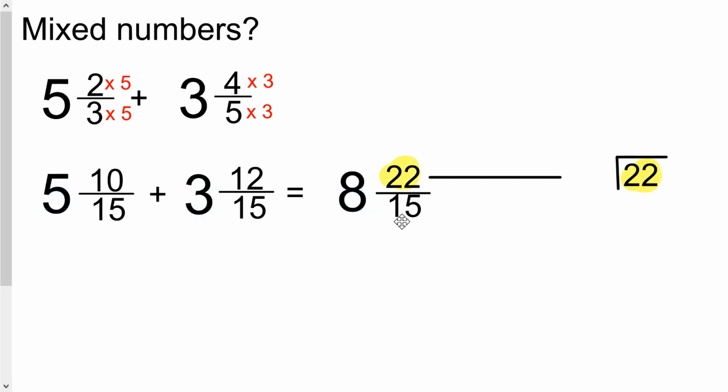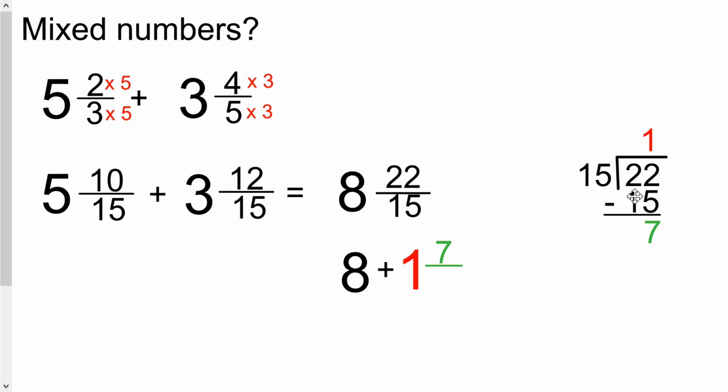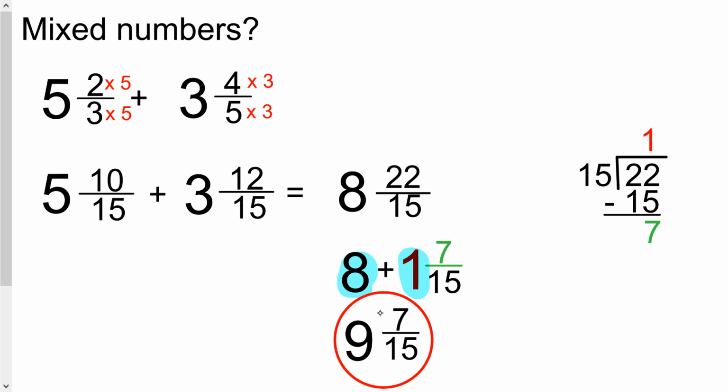This 22 over 15. So we're going to put the 22 inside the division box in our head. We'll slide the 15 up to the outside. And you can probably do this in your head with no problem. 15 goes into 22 once, so that would be the whole number. What's left over? 7, so that'll be the top of our fraction right here. And you notice that we had a 15 right here to begin with for our denominator. 15 comes right down here. So what's 8 plus 1? 9. So it's 9 and 7/15.